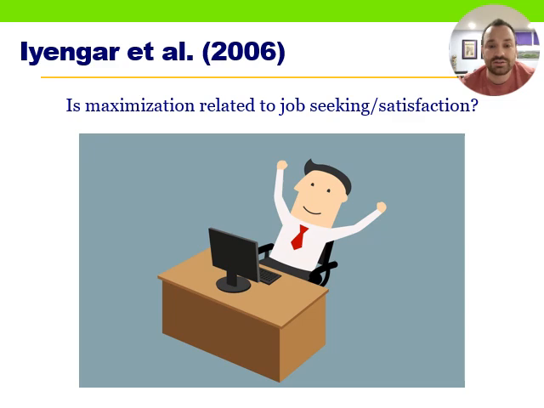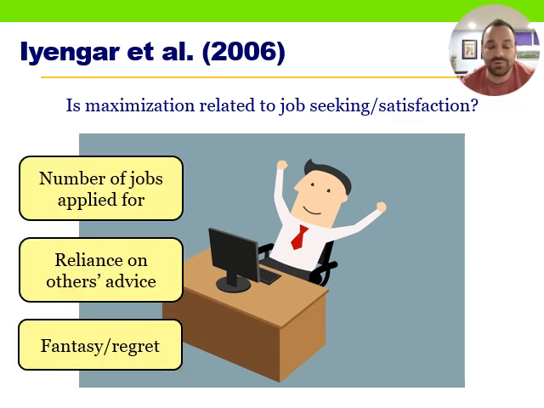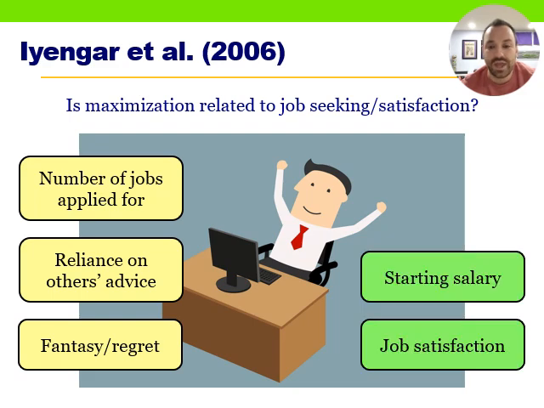And then they tracked some behaviors of these people when they were on the job market. How many jobs did they apply for? How often did they seek out advice from other people? How often did they fantasize or regret about jobs that they had applied for or accepted? And then some more tangible measures. What was the starting salary at their job when they actually decided on one? And how satisfied were they with their job when they actually decided on one?